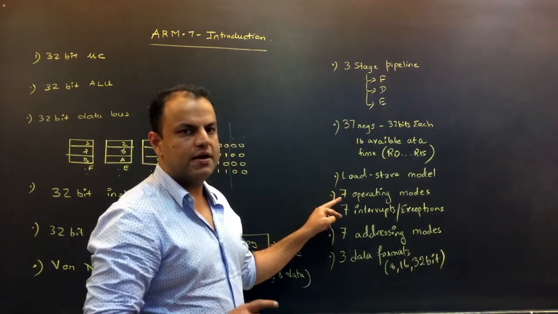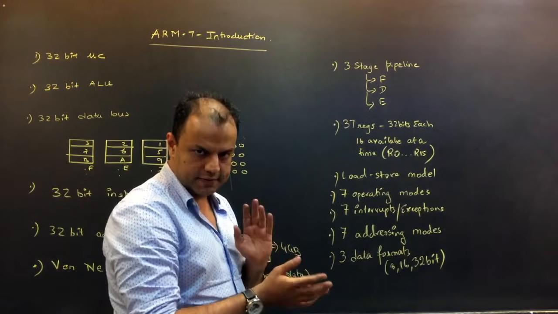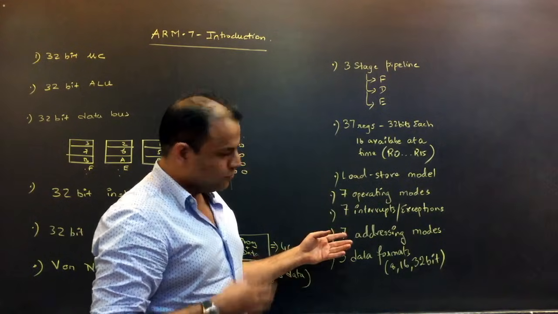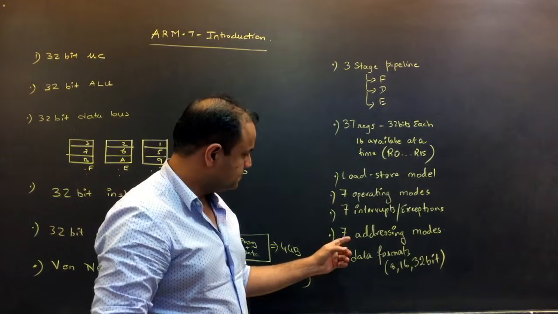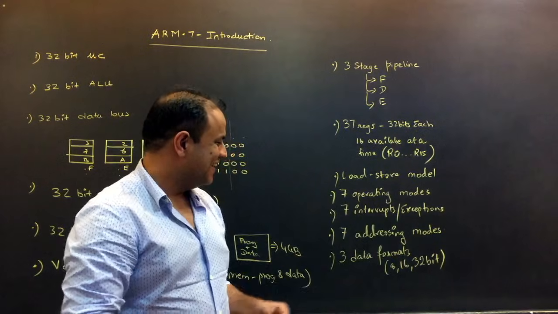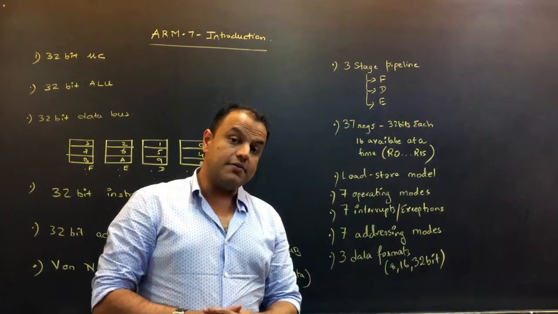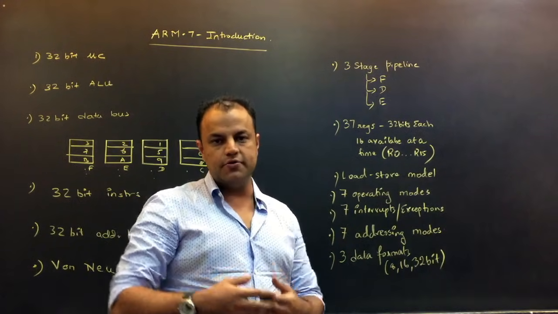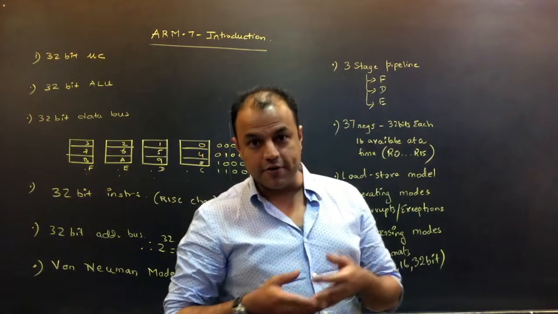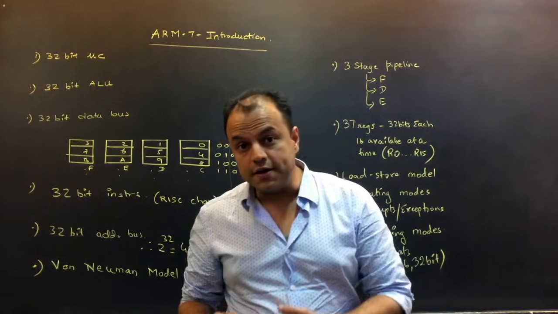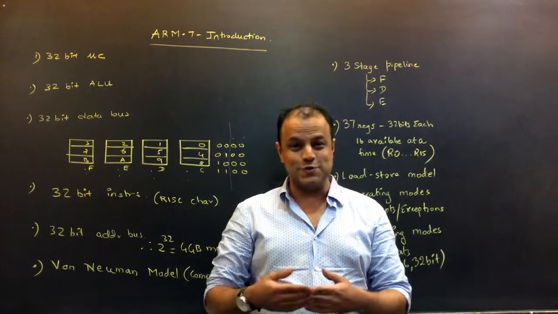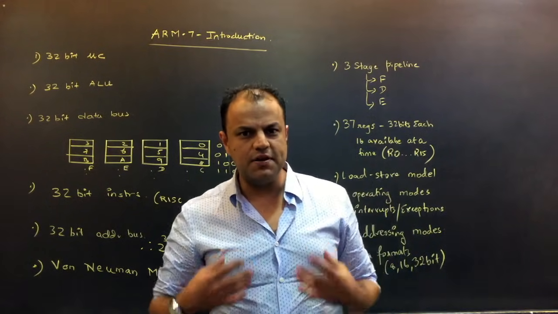Both the videos will be very related. These 2 topics go hand in hand. Two sides of the same coin, to be honest. Next, it has 7 addressing modes: immediate, register, direct, register indirect, register relative, base index, base with scaled index. There are 7 different addressing modes.